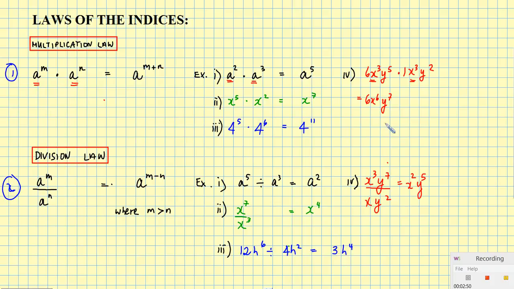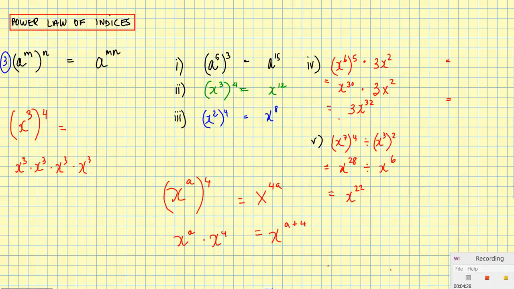If we take a look at this last example, x cubed divided by x to the power of 1, we have the same base, so 3 minus 1 gives us x squared. Then y to the 7th divided by y squared gives me 7 minus 2, which gives me y to the 5th. So that would be our division law.